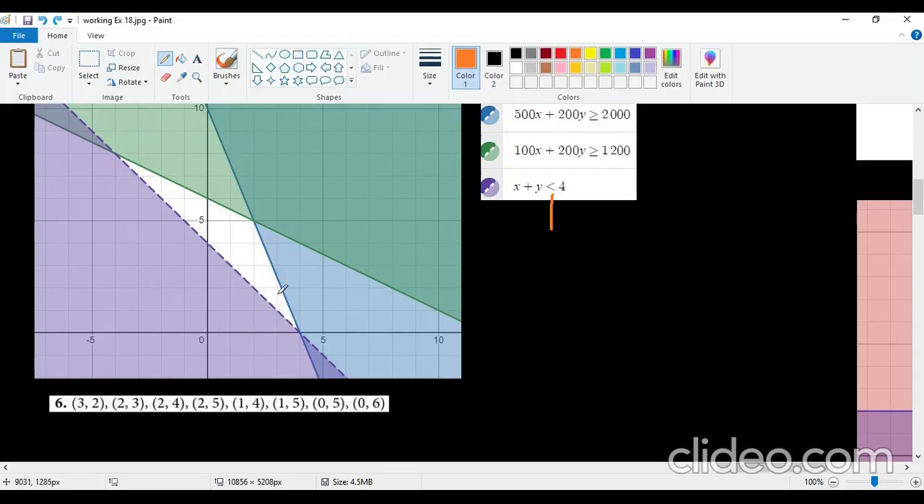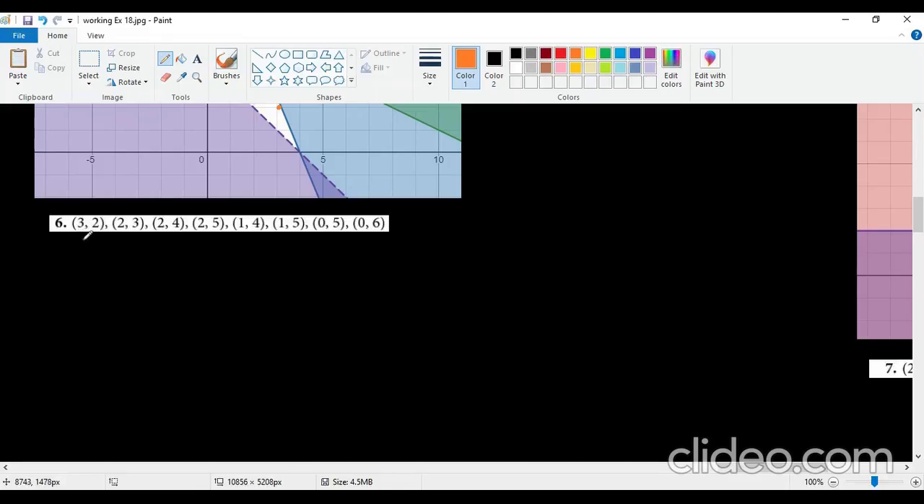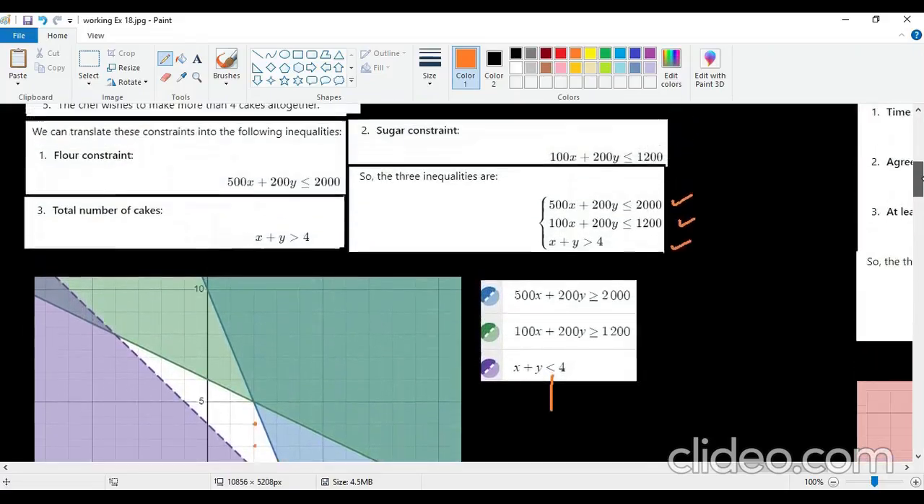Now in here we have got all the possibilities. 3, 2. Now where is 3, 2? 1, 2, 3 and 2 is this one. This is the first one, and 2, 3. 2 and 3. These are all the possibilities. 2 and 4. 2 and 4 is over here. So these are all the dots, these are which are going to be your possibilities. So now in here it says x is the fruit cakes. All the x are fruit cakes. These are all fruit cakes, and these are all sponge cakes. So these are all the possibilities which are giving you the answer in detail.